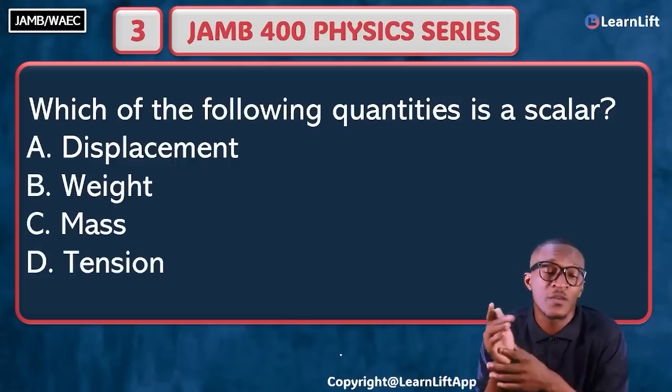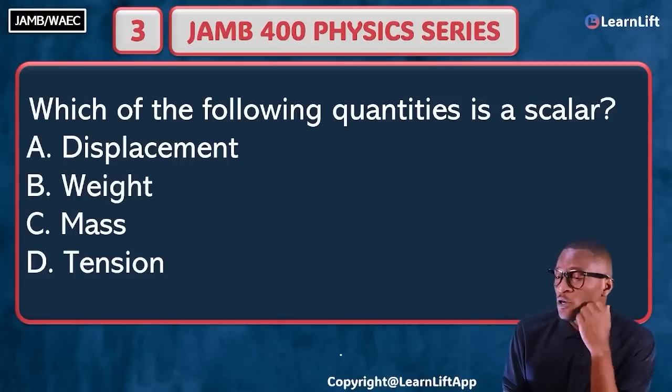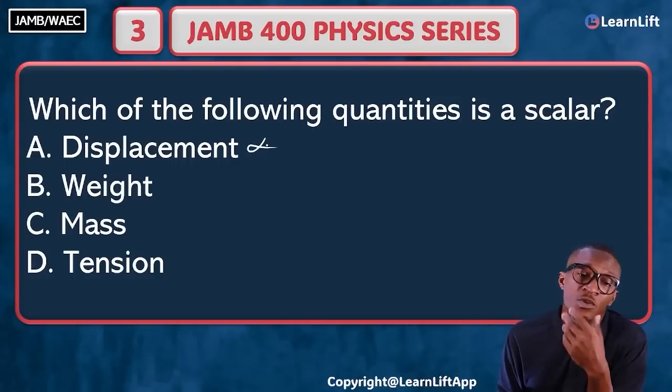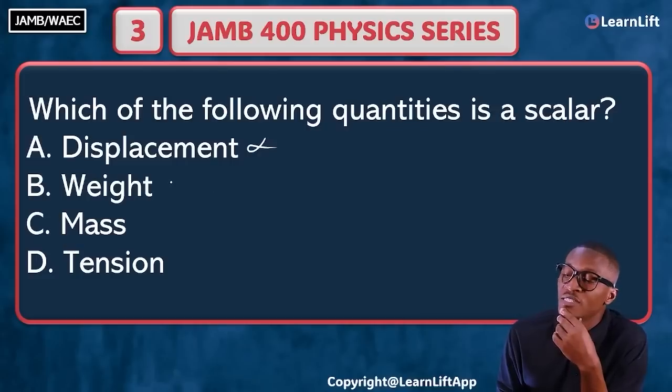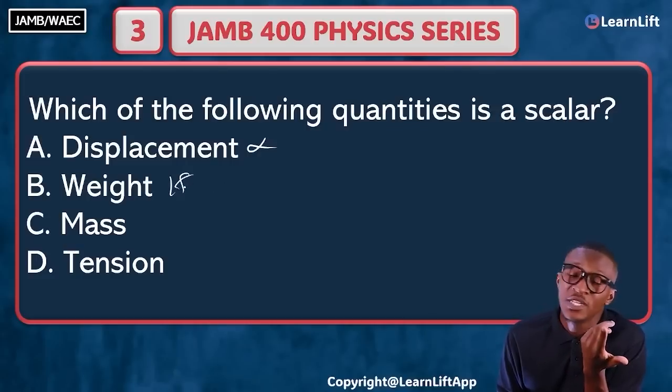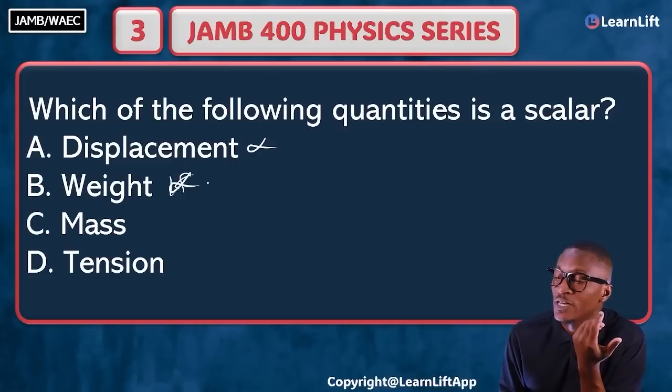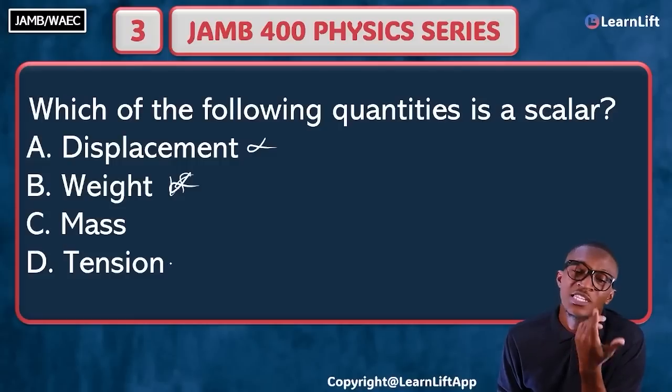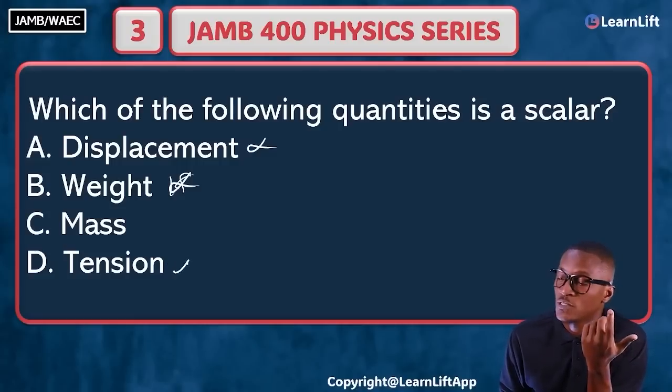Fast. What's the answer? Of course, it cannot be displacement. Displacement is a vector. It is distance in a specified direction. Weight is the same thing as force, or weight is a type of force because they are in Newtons. So it's a vector. Now look at tension. Tension is a type of force. Force is what? Vector. So it's a vector.